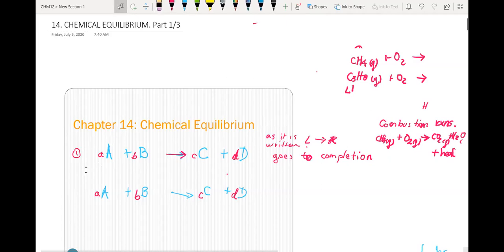The second type of situation we can face is when we have a reaction that goes in one direction, but also at the same time goes in the opposite direction, in the reverse reaction. So we call this the forward reaction as it is written. That's the forward. That means A reacting with B to make C and D. That's the forward, as it is written.